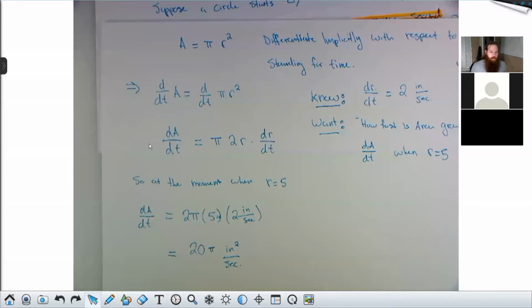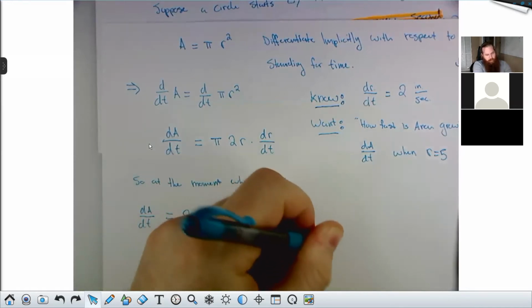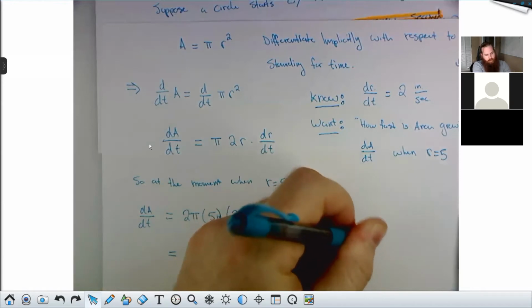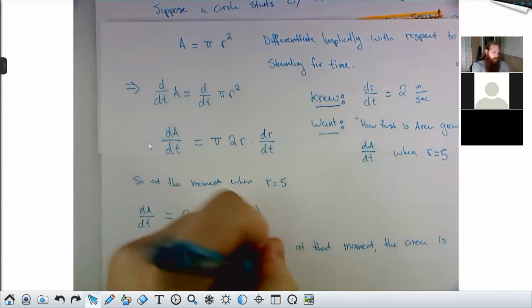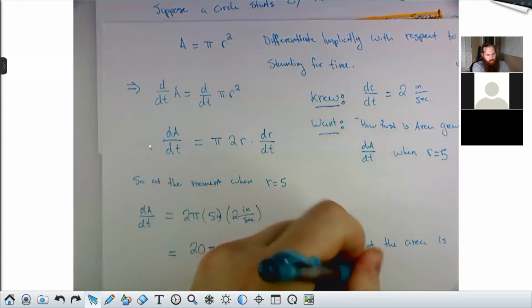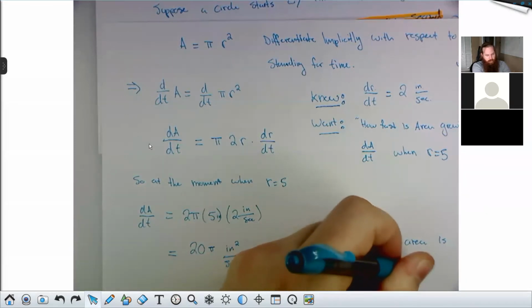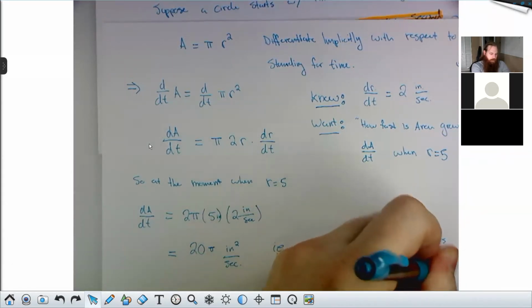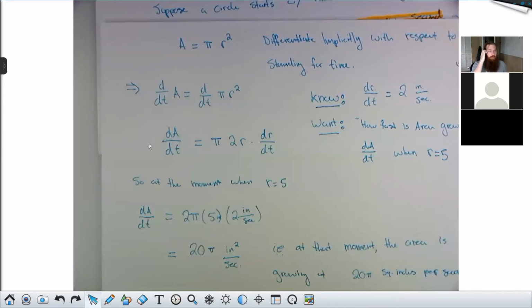So this is it. This is the result. At that moment, the area is growing at 20 pi square inches per second. Units are important here, yeah.